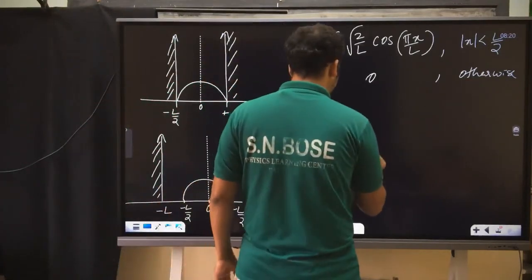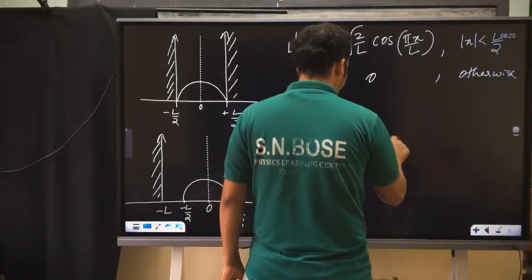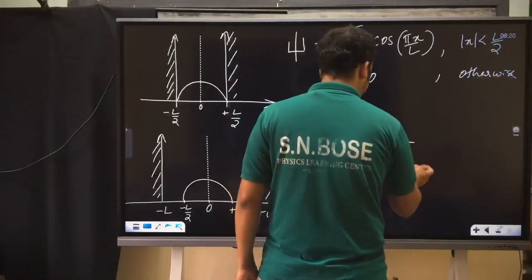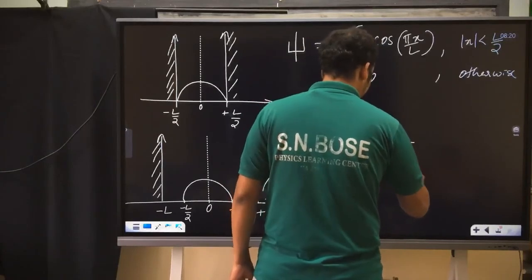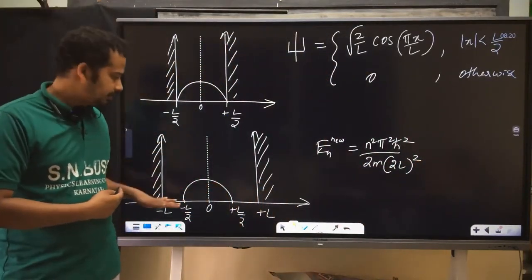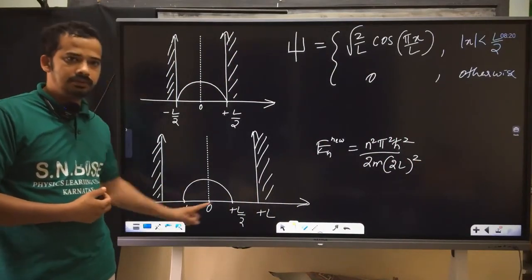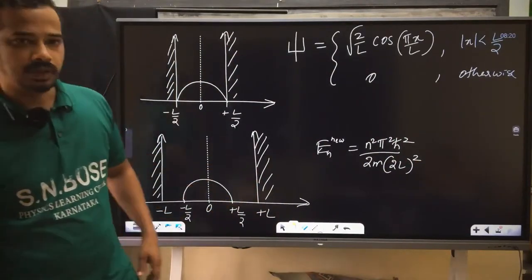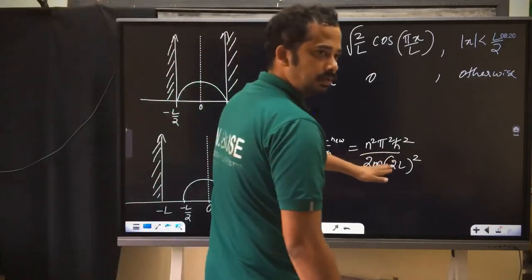That's why E n new is equal to n squared pi squared h bar squared by 2m into 2L, the whole squared. Am I right? If you do any measurement here, the system is a particle in a box confined between minus L to plus L. The total length of the box is 2L. You will get eigenvalues like this.